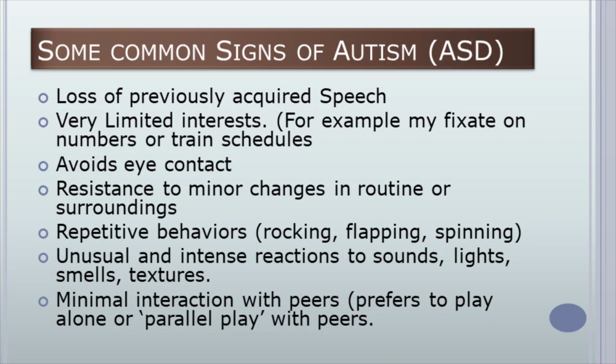So, some common signs of autism or ASD: a doctor or a teacher or a parent might notice that a child was once speaking, but then they have a loss of that previously acquired speech. They might have very limited interests. For example, they may fixate on numbers or train schedules. They may often avoid eye contact because eye contact is extremely stimulating for an individual with autism, and it's very difficult for them to maintain eye contact for a long time.